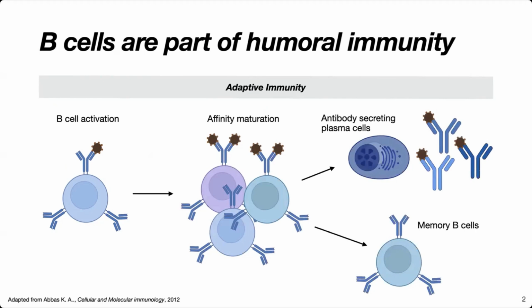If a B cell produces a high affinity antibody, it will further differentiate into antibody secreting plasma cells, which are essentially antibody factories that produce very large quantities of antibody that help us clear an infection, or memory B cells, which prevent future infections from the same pathogen.